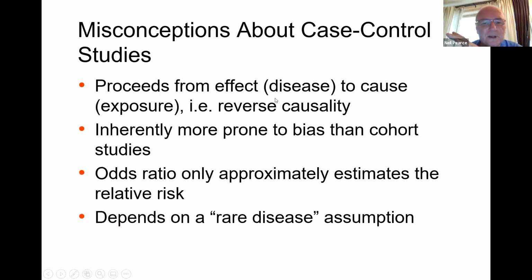In a case control study, all you're doing is you have to define a population in a time period. And then in a cohort study, you just follow everyone over that time period. For a case control study, you study all of the cases, the new cases that arise in that population over that time period, and a sample of those who are in that population and time period and don't become a case. They're not inherently more prone to bias than cohort studies.